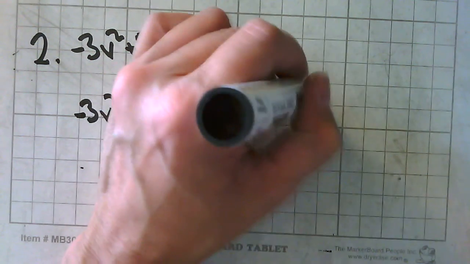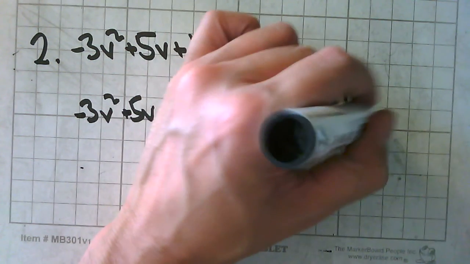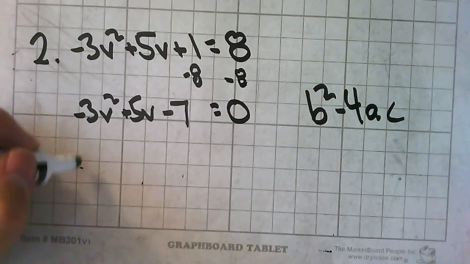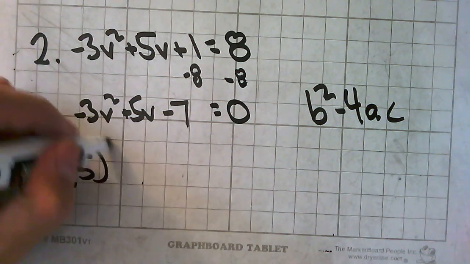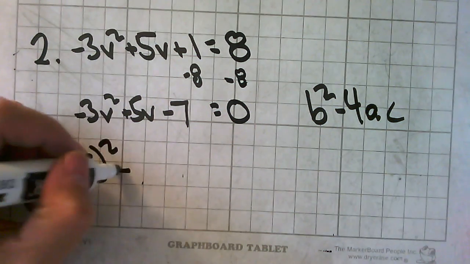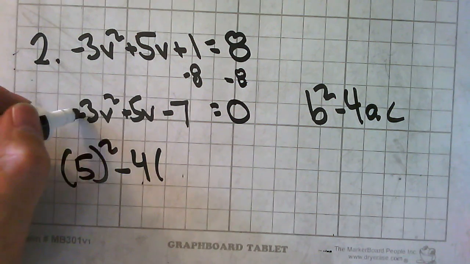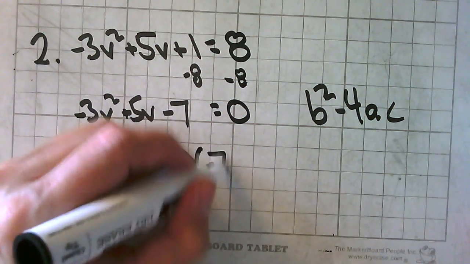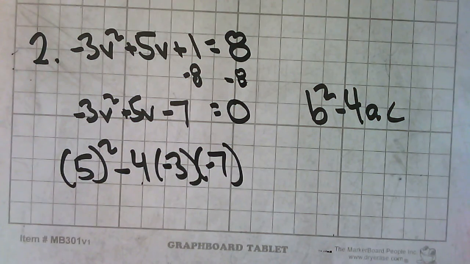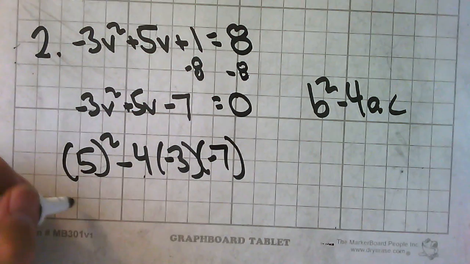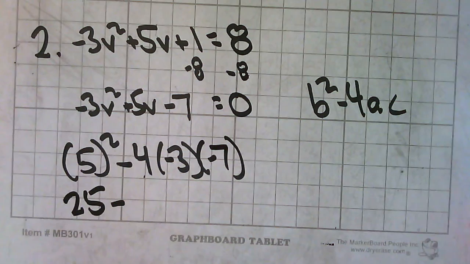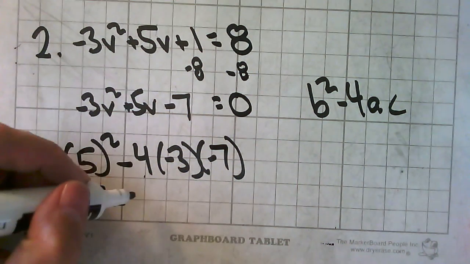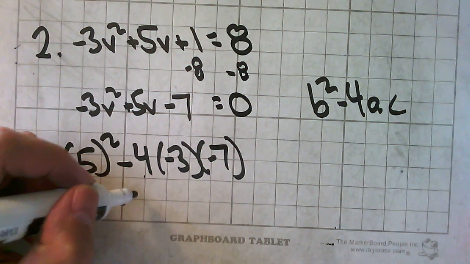So in this case, our formula is b squared minus 4ac. So b squared is 5 squared minus 4, that's always there. A is negative 3, and c is negative 7 here. So we're going to evaluate this. We're going to get 25. And we got 12 times 7. I think that's 80. 12 times 7. 84.